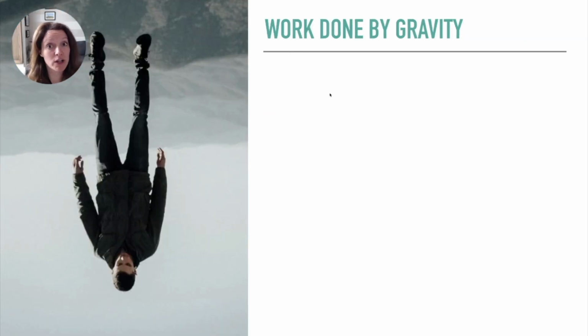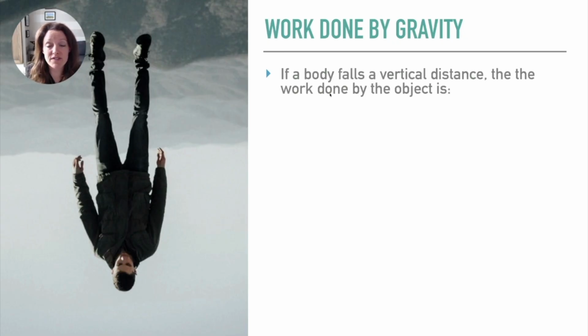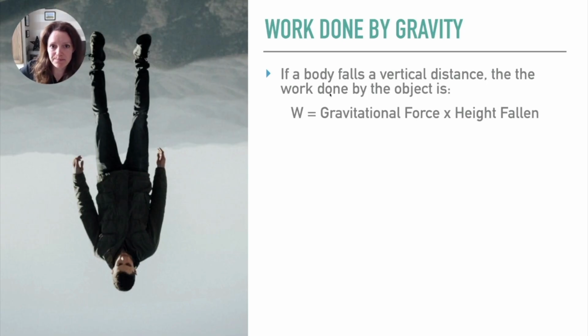I'd like to link work done by gravity to potential energy, just to give you an interesting insight here. If a body falls a vertical distance, so say I'm holding a ball and I drop that ball, the work done by the object is equal to force times distance. Force, in this case, is a gravitational force, and distance is the height fallen. They're both parallel to each other, so we don't need to worry about cosθ at this stage, because cos 0 is equal to 1.